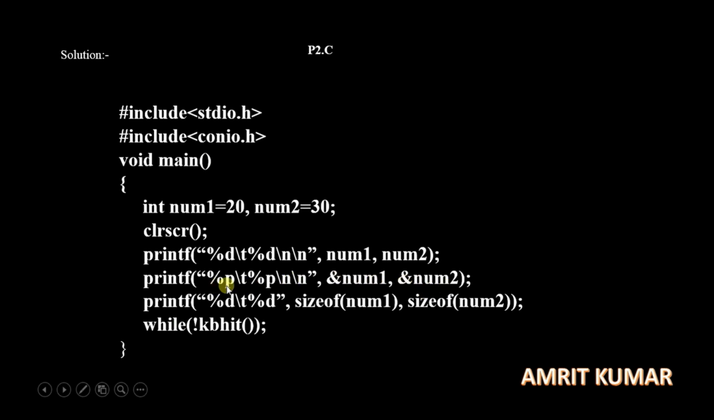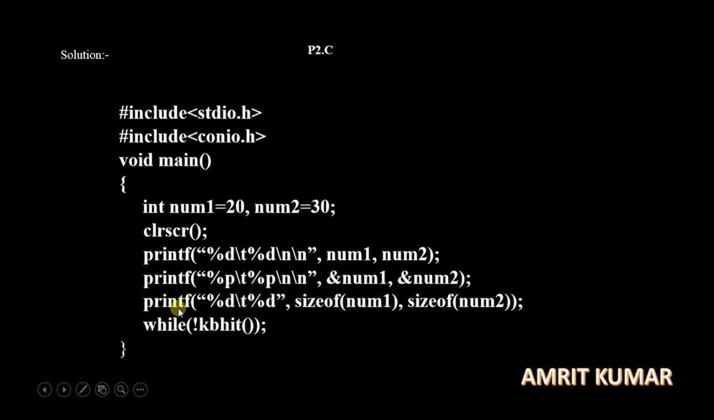After that we have printed that address with the help of the format specifier %p, which is used to print the address, and also %d. So whatever the address of num1 and num2 is in the system, that will be printed here. So this is the way of printing the address in C language.